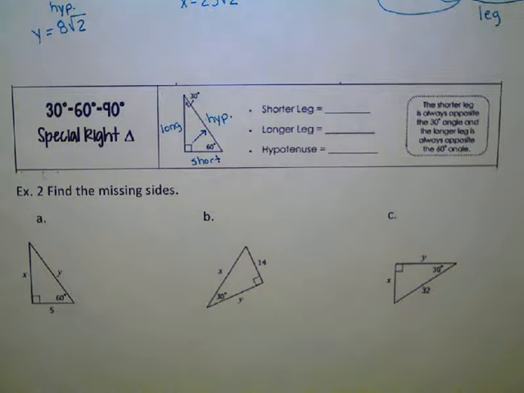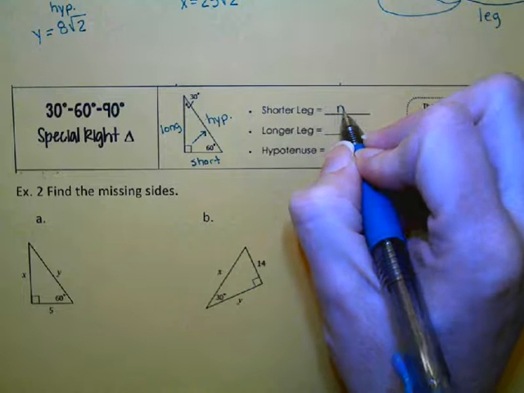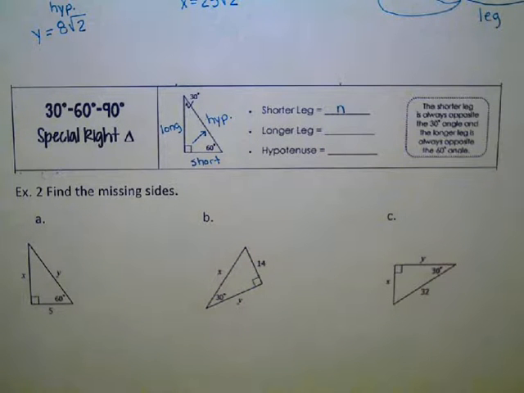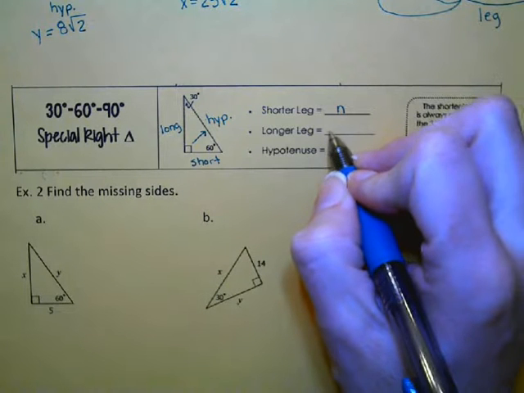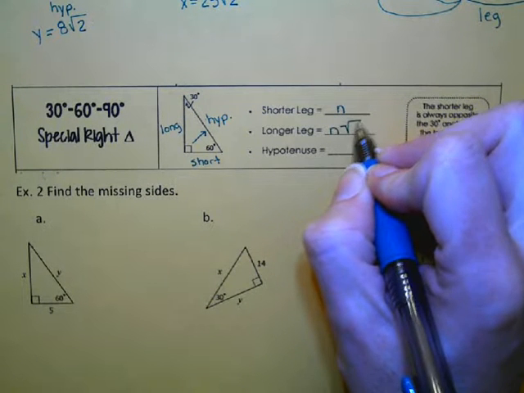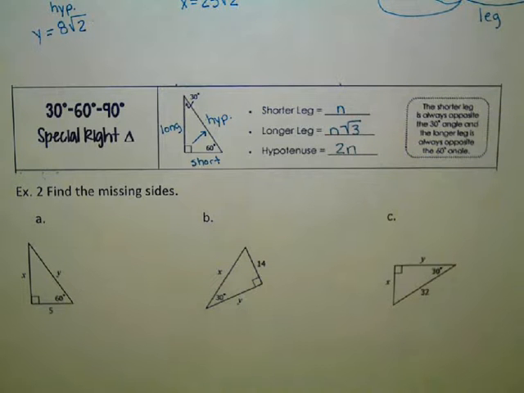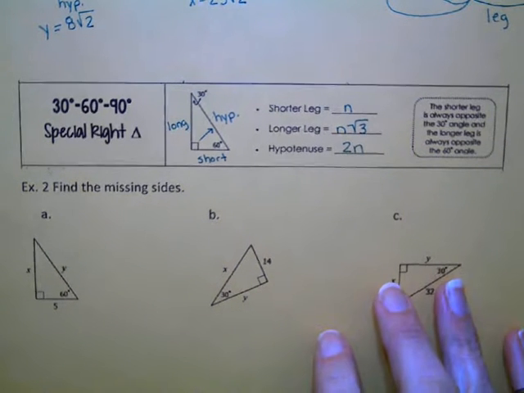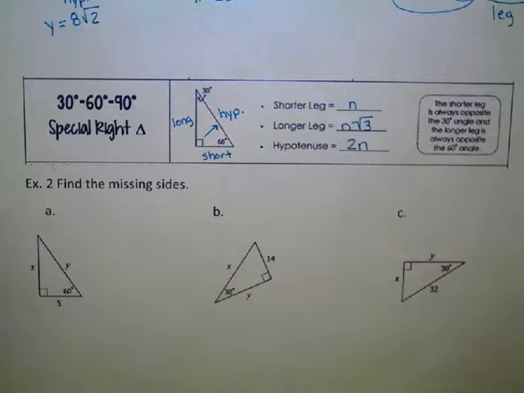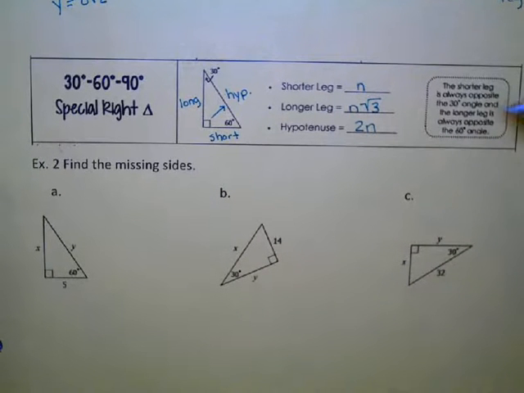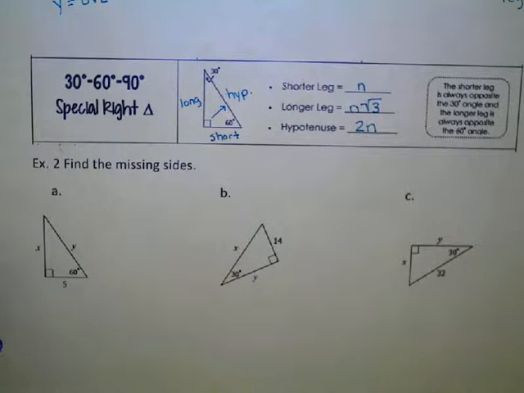So we figured out if the short leg is just n, according to our warm-up, then the long leg would be n square root of 3, and the hypotenuse is just twice the n. So n is the shortest side, and then each of those are just multiplied something times it. So the shorter leg is always opposite the 30-degree angle, and the longer leg is always opposite the 60-degree angle, because the hypotenuse is across from the right angle.